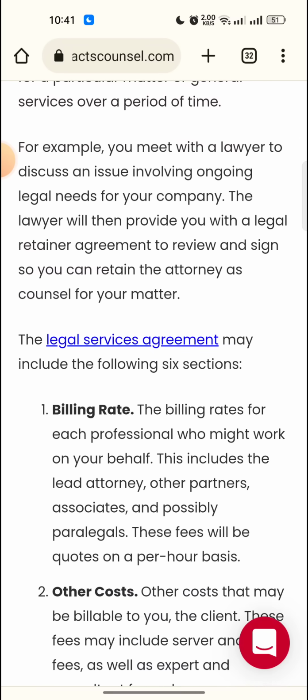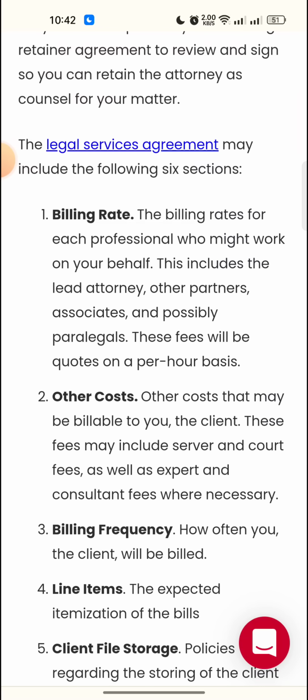Billing rate: the billing rates for each professional who might work on your behalf. This includes the lead attorney, other partners, associates, and possibly paralegals. These fees will be charged on a per hour basis. Number 2, other cost. Other costs that may be billable to you, the client. These fees may include court and server fees as well as expert consultant fees which were necessary.